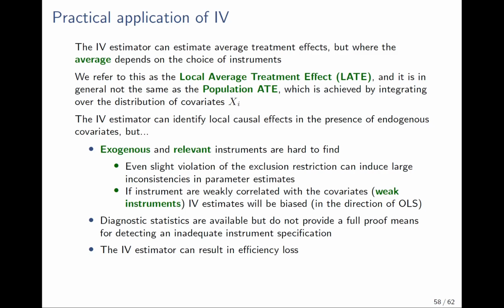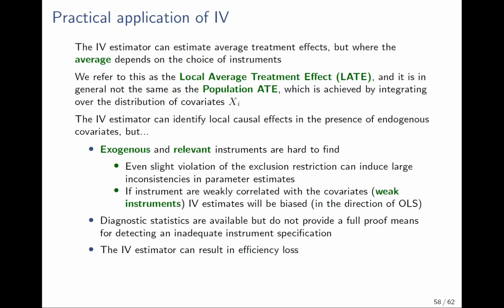When the conditional independence assumption fails, it can estimate average treatment effects for us. However, I want to make a few points here. First of all, the IV estimator does estimate average treatment effects, but the average depends on the choice of instruments. And this is actually important because it means that instrumental variables doesn't estimate a population average treatment effect, it actually estimates a local average treatment effect.